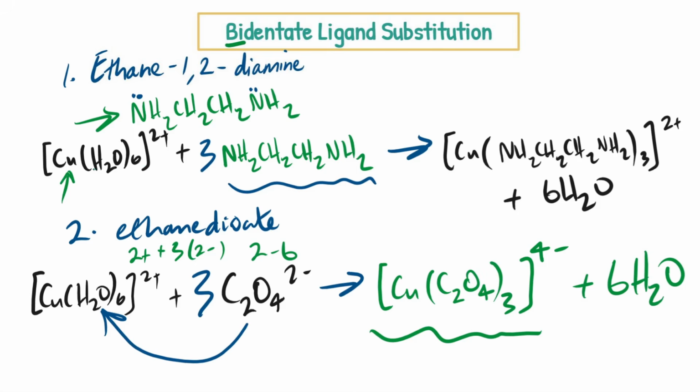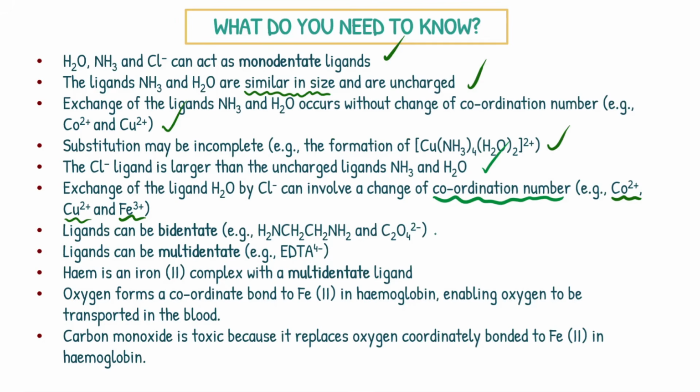No, there is no change, okay? We're going from a coordination number of 6 to a coordination number of 6. Even though there's only 3 ligands here, each ligand forms 2 coordinate bonds. So we have 3 times 2, which is 6. Exactly the same coordination number here, nothing changes. All right, so we did that.